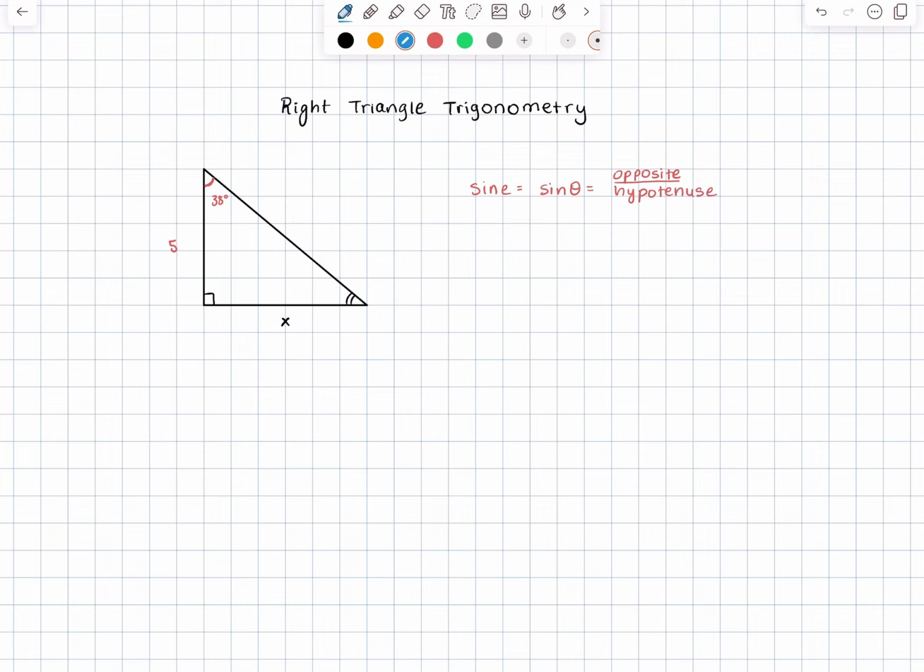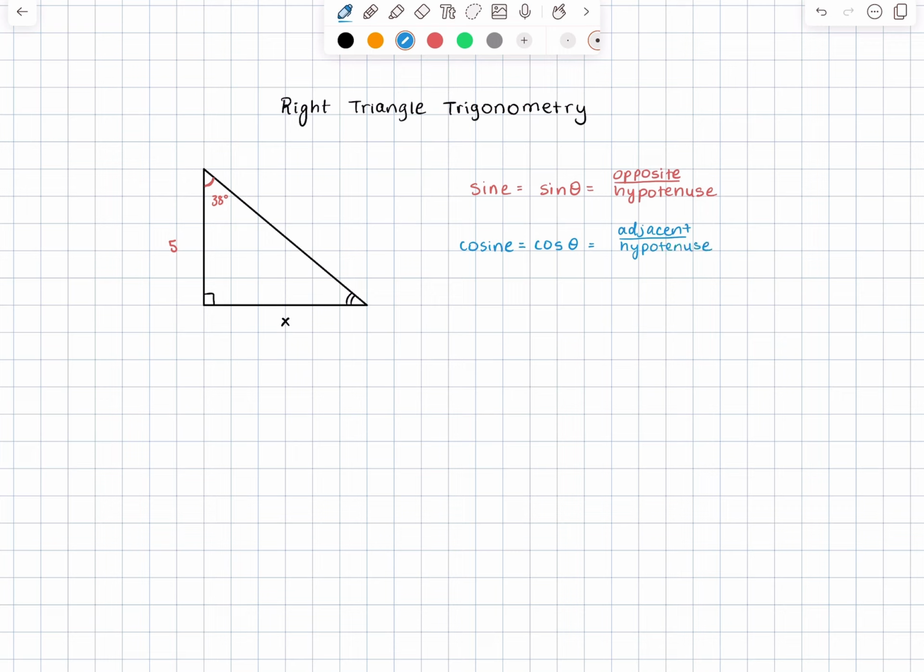Then we have cosine, and our last one is tangent. I'm going to explain what all of those are once I've written them down. So cosine, we write it as COS, the first 3 letters. And this is adjacent over hypotenuse.